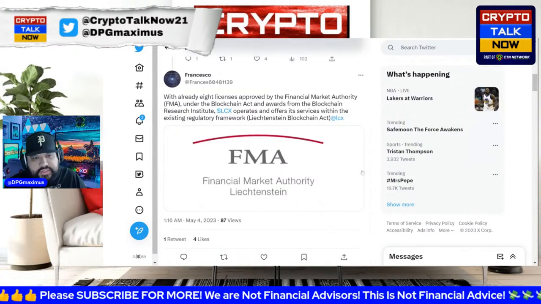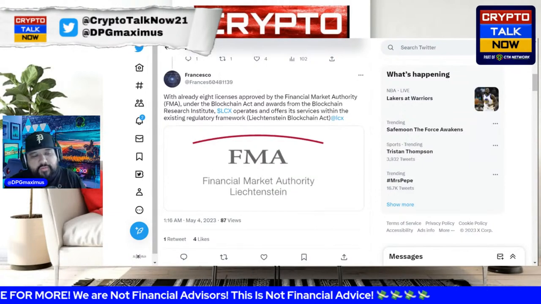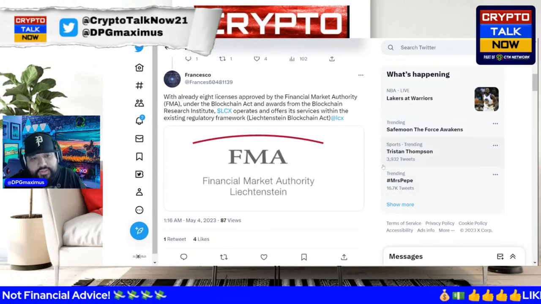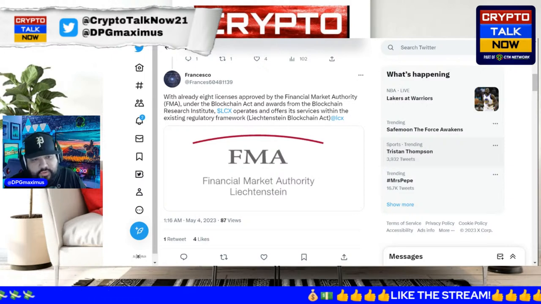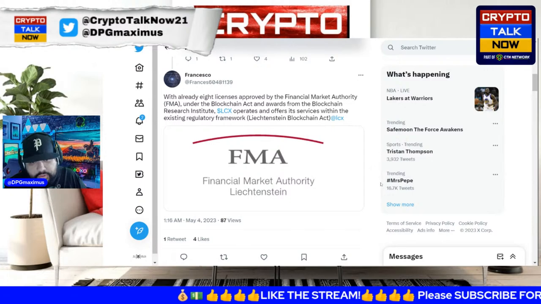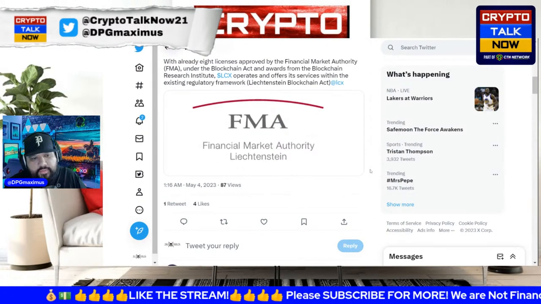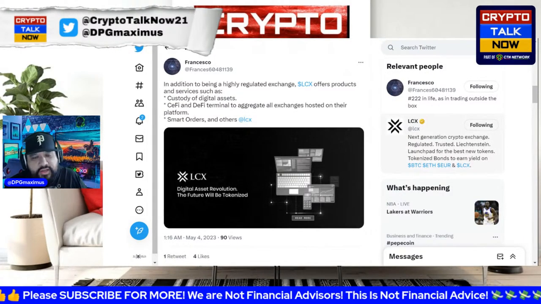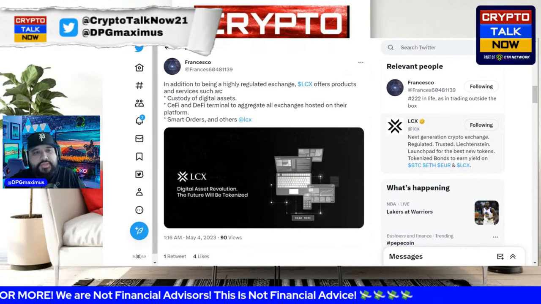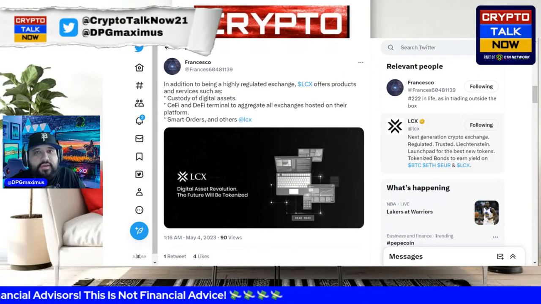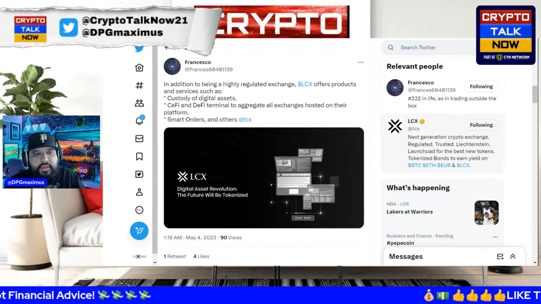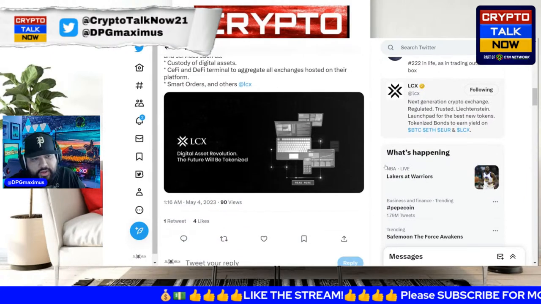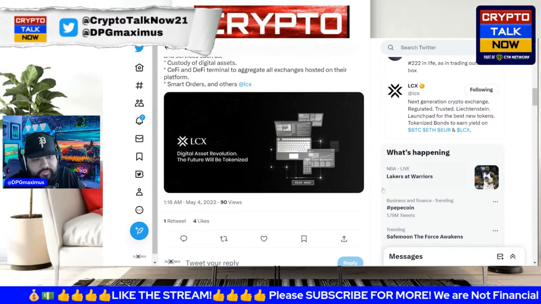It says, with already 8 licenses approved by the Financial Market Authority, FMA, under the Blockchain Act and awards from the Blockchain Research Institute, LCX operates and offers its services within the existing regulatory framework of the Liechtenstein Blockchain Act, FMA, of Liechtenstein. When we get further into this, it says, in addition to being a highly regulated exchange, LCX offers products and services such as the custody of digital assets, CeFi and DeFi terminal to aggregate all exchanges hosted on their platform, smart orders and others, for instance, right?